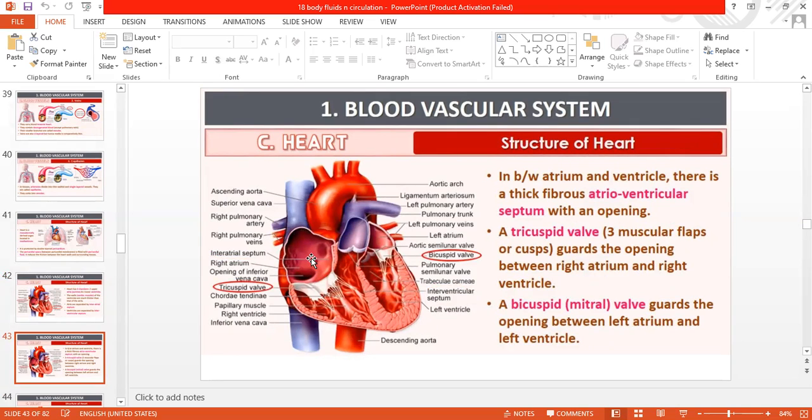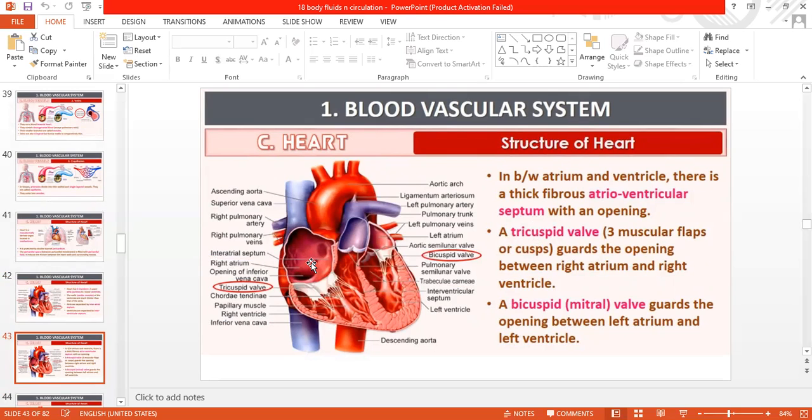Now, the atria open into the respective ventricles. The right atria opens into the right ventricle and the left atria opens into the left ventricle. The opening of the atria into the ventricle is guarded by an atrioventricular septum, and this atrioventricular septum has an opening.